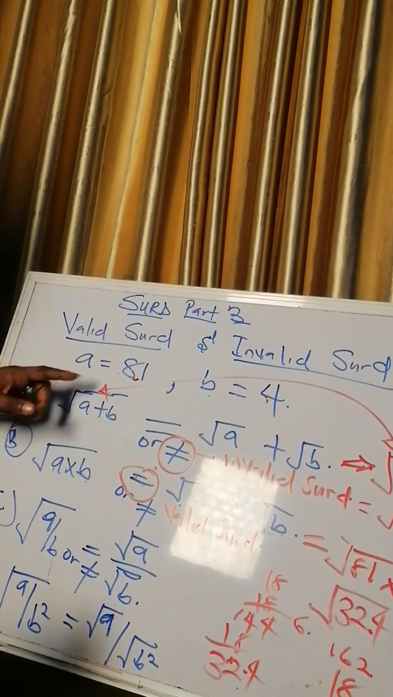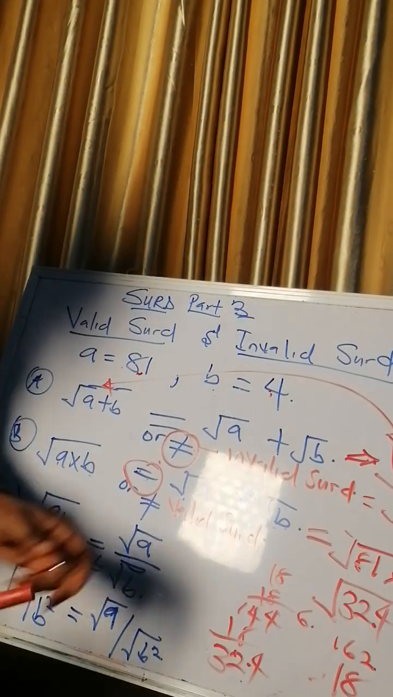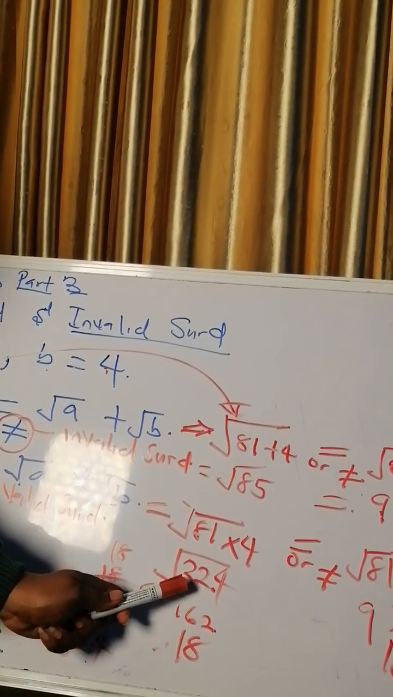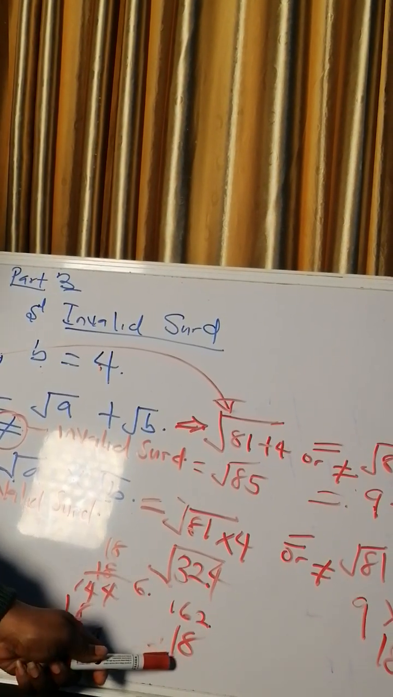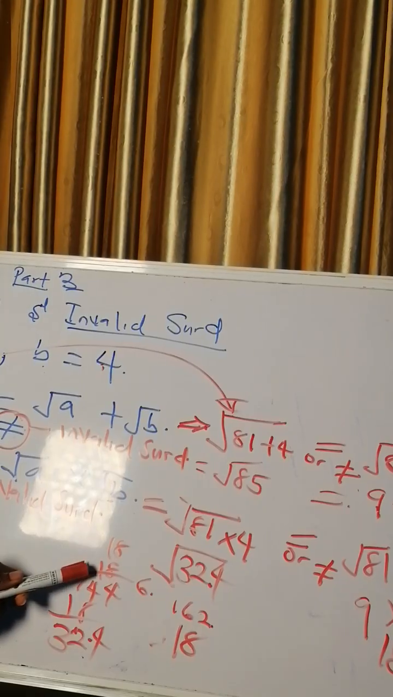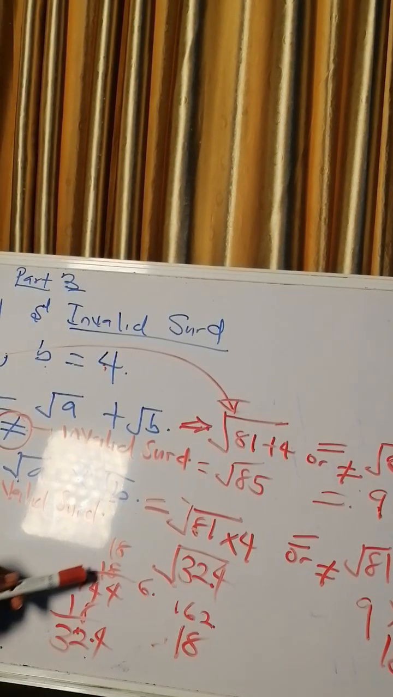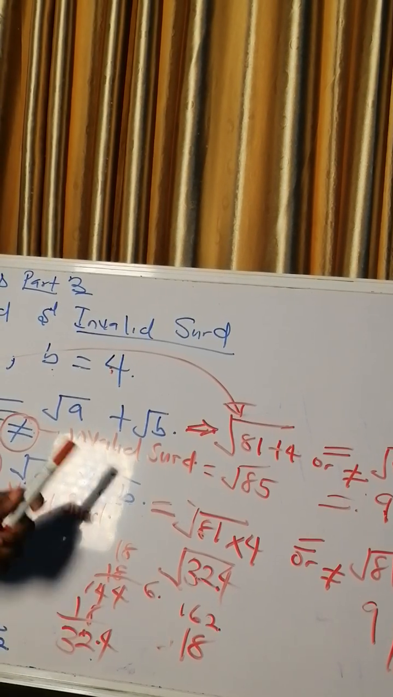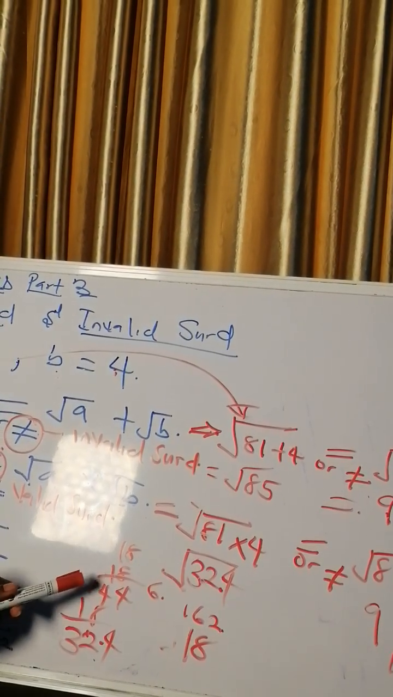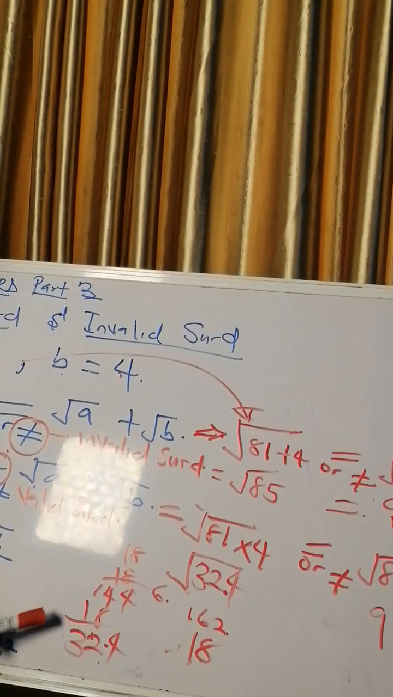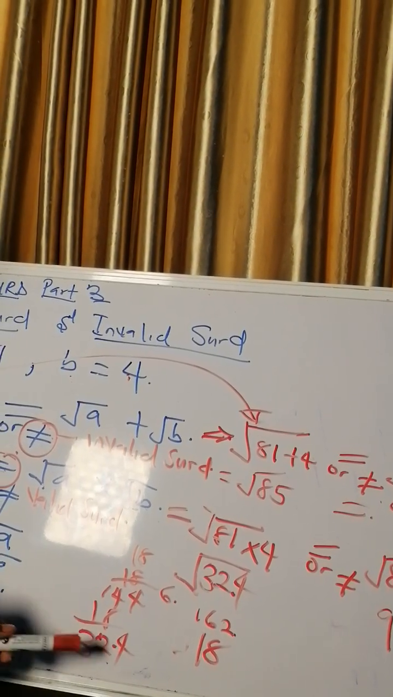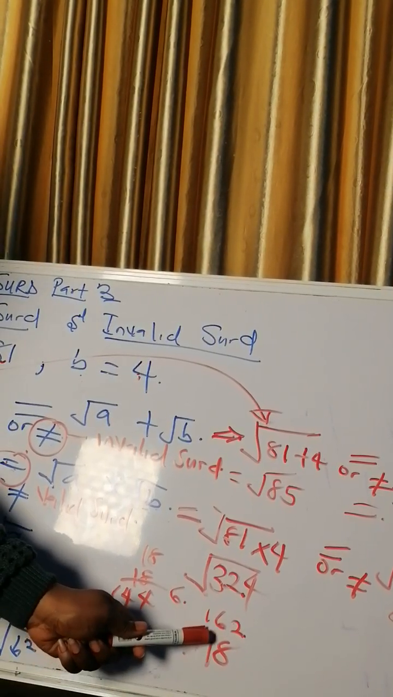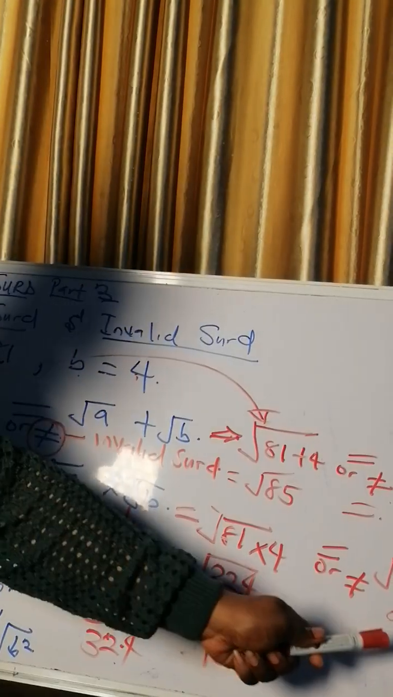A times B, 81 times 4, which is this, 81 times 4. 81 times 4 will give us what? 324. So what is the square root of 324? It is what? 18. Because 18 times 18, by the time you do your calculation, will give me what? 324. 8 times 8, 64. Carry 6. 8 times 1, 8. Plus 6, that will give you 14. 1 times 8, 8. 1 times 1, 1. Then by the time you add it together, you have 4, then you have 2, then you have 324. So which shows that it is what? 18. So 18 is equal to 18.